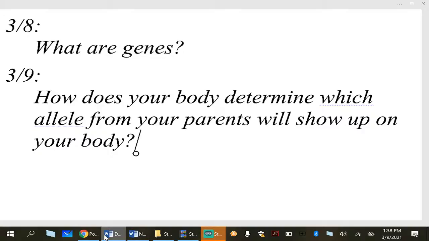Dominant recessive. Good. All right? Your body will determine which will show depending on what is dominant and what is recessive. Okay? Hopefully that makes sense.